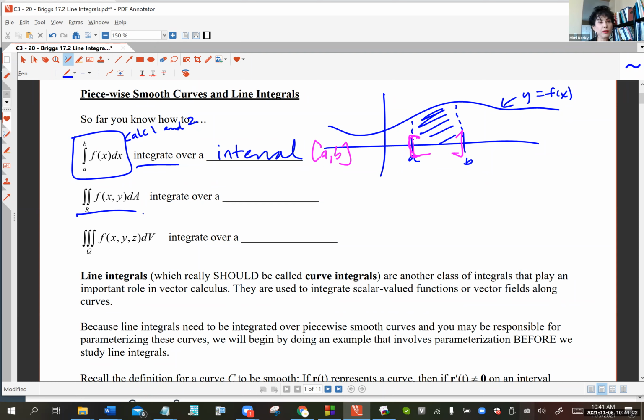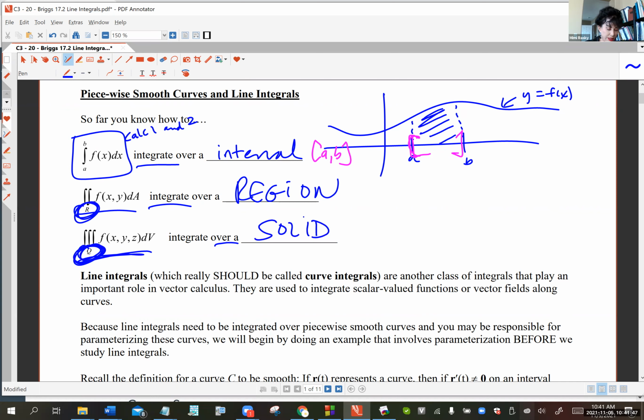What about a double integral? You've seen those now, you've done a few. What are you integrating over? You're integrating over R, a region, typically in the XY plane. What about a triple integral? Oof, we've done some of those. Yeah. What are you integrating over there? You're integrating over Q, a solid.